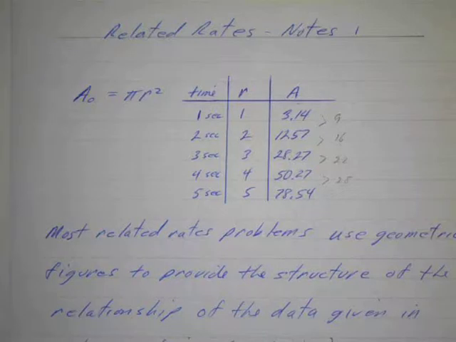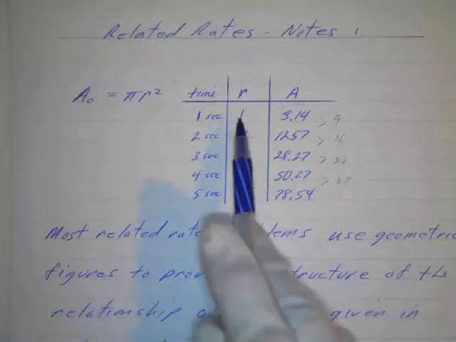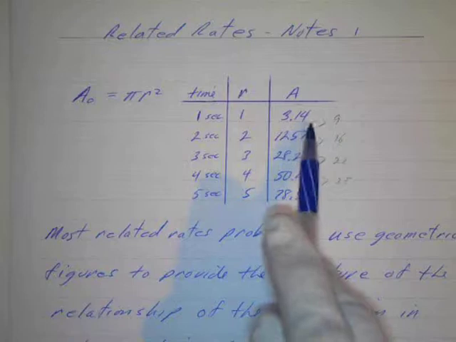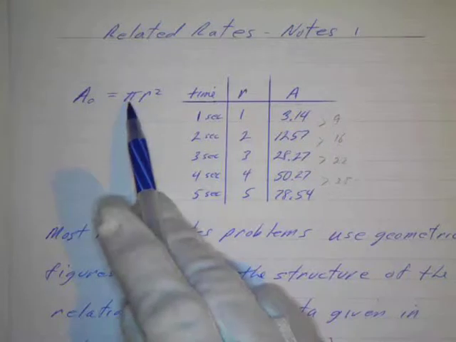So here are a few notes on related rates, and just an example to take a look at. We know the area of a circle just depends on the radius. So let's say we evaluated some different radii. When the radius of a circle is 1, the area is pi r squared, so it's just going to be pi, about 3.14, because 1 squared is 1.